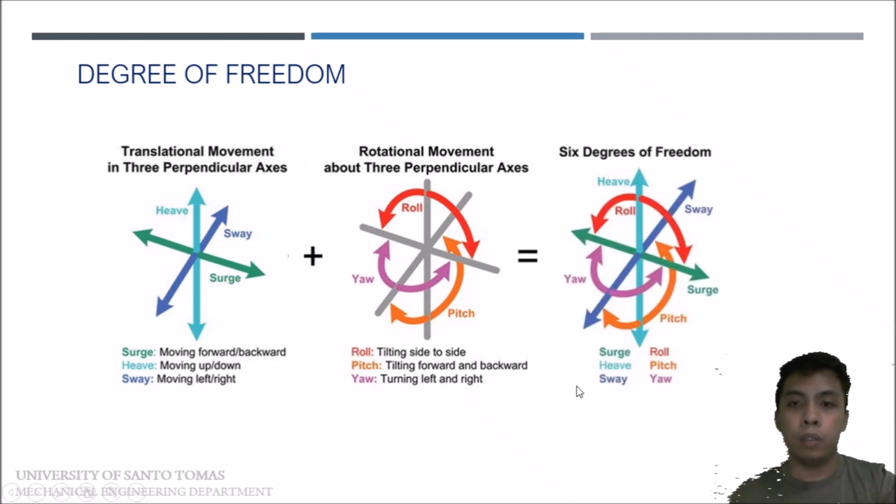So therefore, an object can move in 6 degrees of freedom. So meron tayong 6 degrees of freedom ng isang object o kaya sa pinag-uusapan natin, in a mechanism. So meron tayong 6 degrees of freedom in a mechanism.